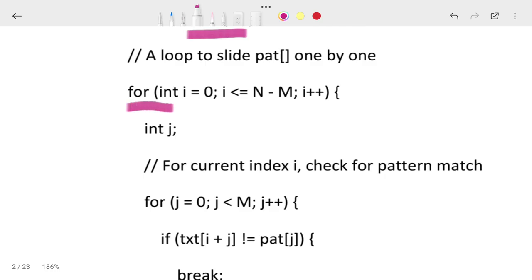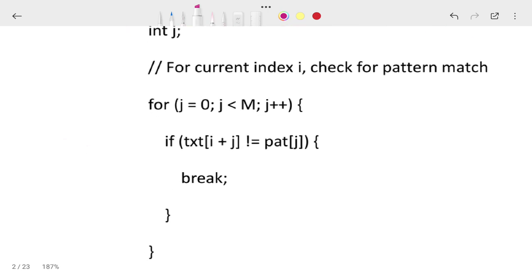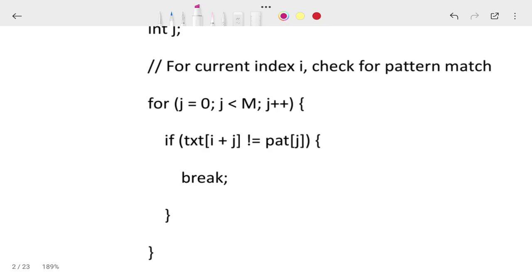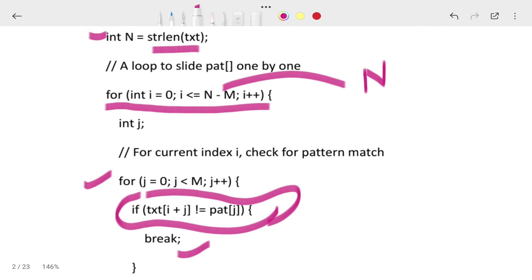This loop is working from 0 to n minus m. In place of this you can also write n, no problem. After that, for j equal to 0, j less than m. This is very important. If text[i plus j] is not equal to pattern[j], then break. Now this loop is working from 0 to m. What is the meaning of this?